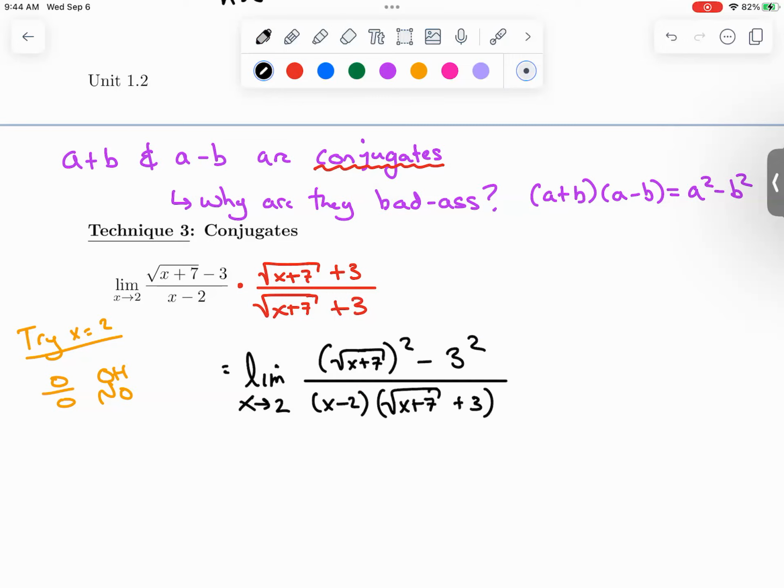Now I'm writing this extra step. I'd ideally like you to skip this step and go right now to the next one. But just to show you how the conjugation process works: when you multiply two conjugates together, you just square the first term, square the second term, and take the difference of them. You can FOIL it out, but it's just putting more work on yourself. The more work you can do in your head, the better.